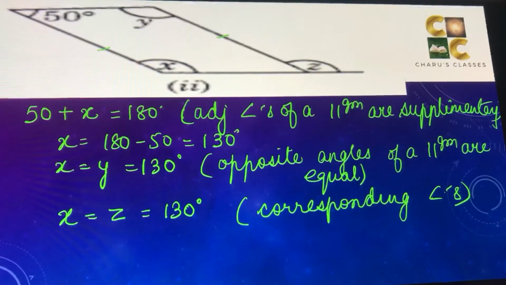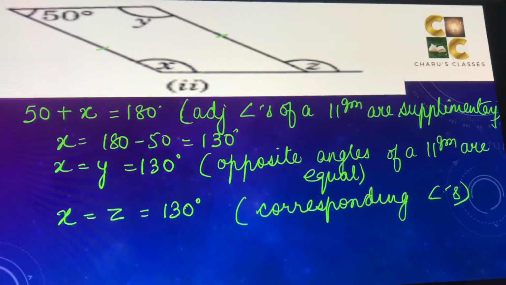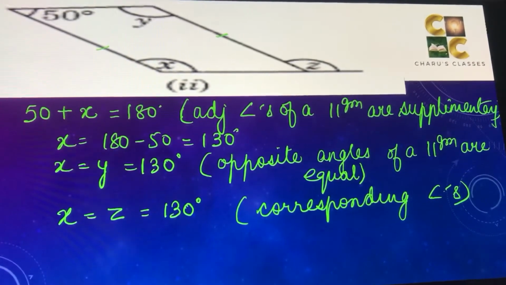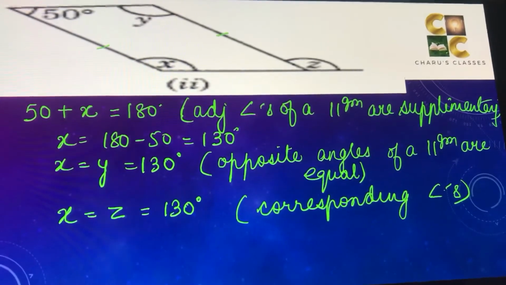So here x is 130, y is the opposite angle of x, so that is also 130, and z is also 130 degrees.